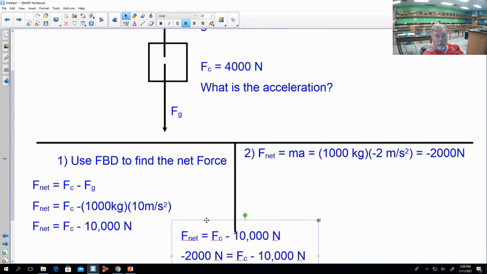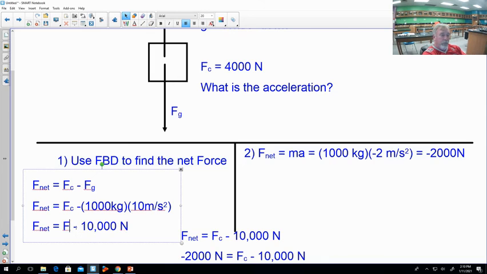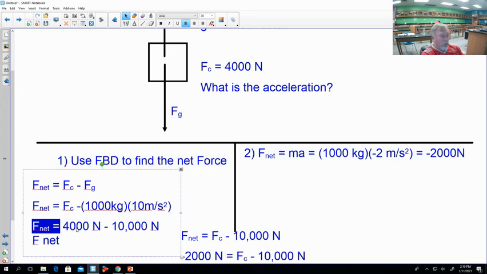We plugged in our values for mass and gravity. Let's plug in our value here for our force due to the cable, and it told us that was 4,000. So what's our net force here? F net is going to be equal to negative 6,000 newtons. Okay, we have enough information, we can calculate the net force.